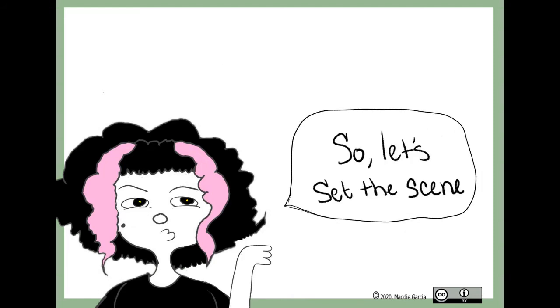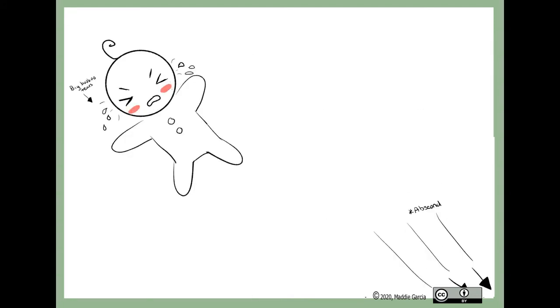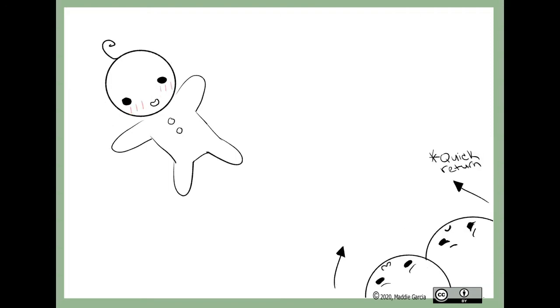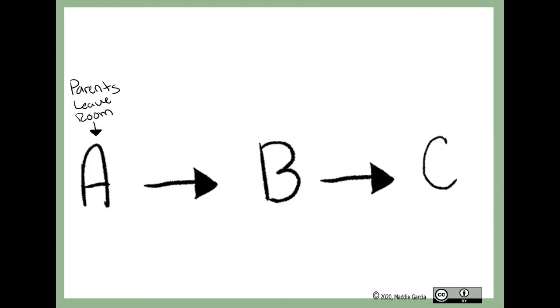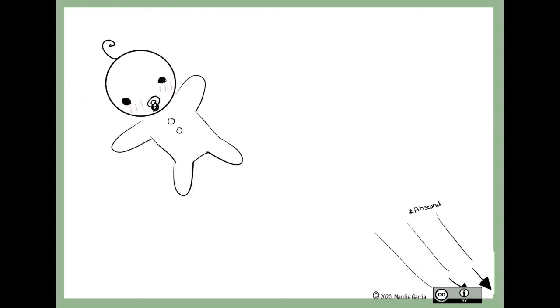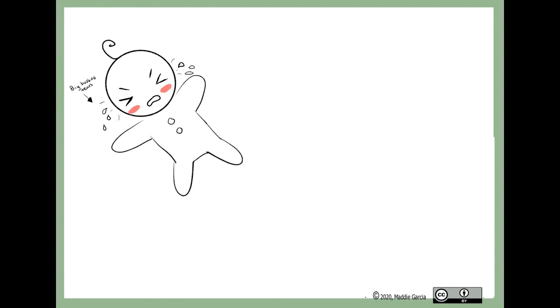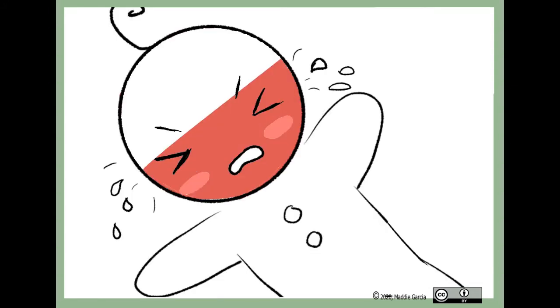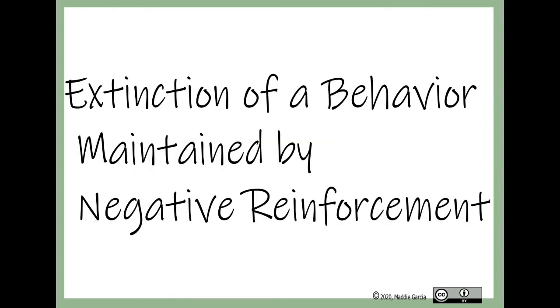So, let's set the scene. A toddler cries every time their parents leave the room. The crying doesn't stop until the parents come back into the room. Therefore, it seems like the behavior, the crying, is reinforced by the parents coming into the room. If we were to put this behavior on extinction, it would look something like this. The parents will leave the room. The toddler is likely to start crying. But instead of going back into the room, the parents then ignore the crying. It is likely that the crying will increase in intensity, and the behavior will likely become worse before it gets better, but we will discuss that when we talk more about the effects of extinction.